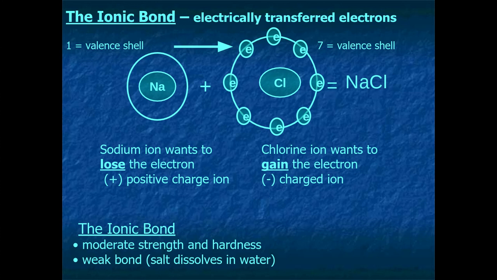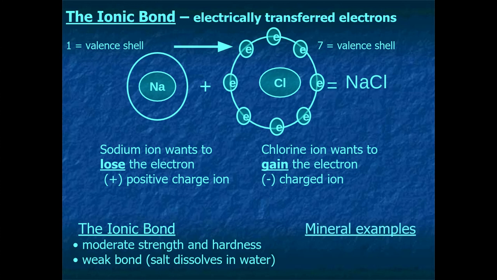And in some cases, the ionic bond can be a weak bond, especially with salt, because when you put halite or salt in water, we find that it dissolves, because the water molecule, being a dipolar molecule, basically interrupts that transferred electron and separates the sodium chloride into the sodium ion and the chlorine ion.